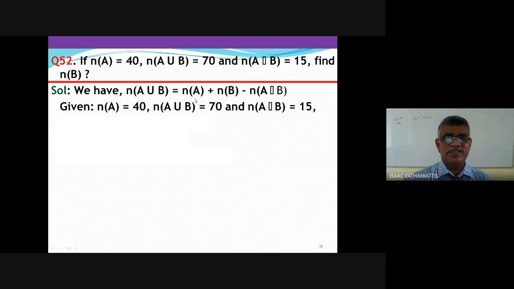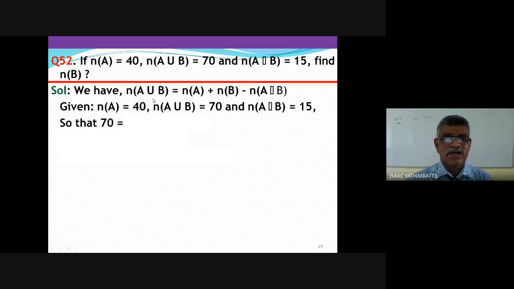Number of A union B is number of A plus number of B minus number of A intersection B. And what is given? Number of A is 40, number of A union B is 70, number of A intersection B is 15. What is in question? Number of B. The unknown is number of B. All the rest are here. You can do it without my bringing any solution.